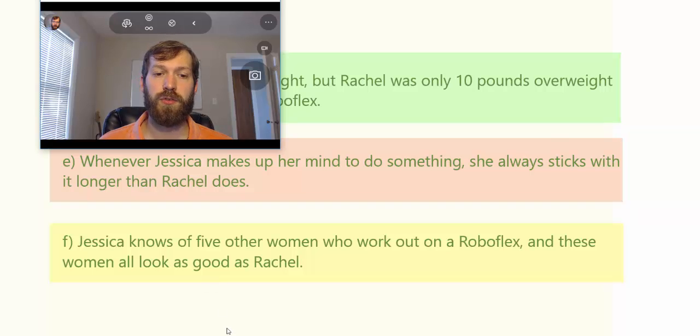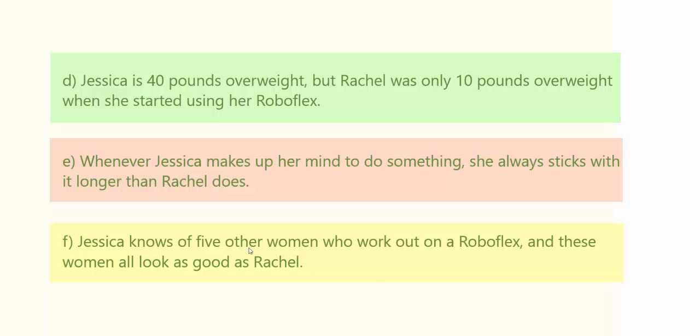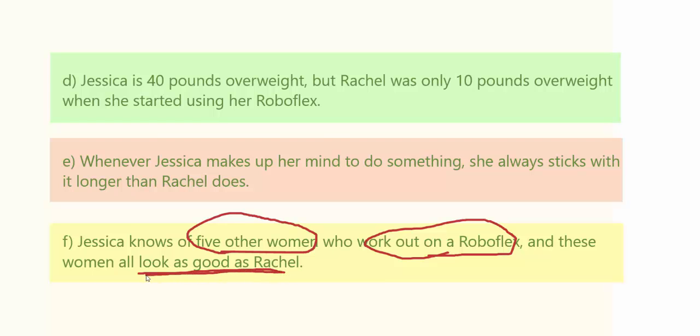Suppose Jessica knows of 5 other women who work out on a RoboFlex, and these women all look as good as Rachel. This strengthens the argument because what we're doing is we're getting 5 additional analogs, these 5 other women, that have the similarity of working out on a RoboFlex, and they all have the same outcome that Rachel has.